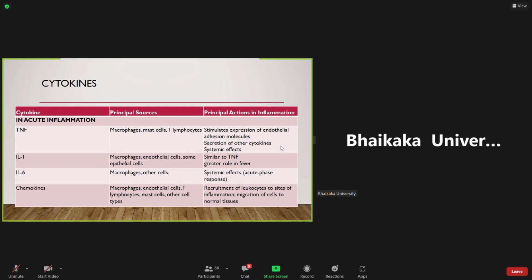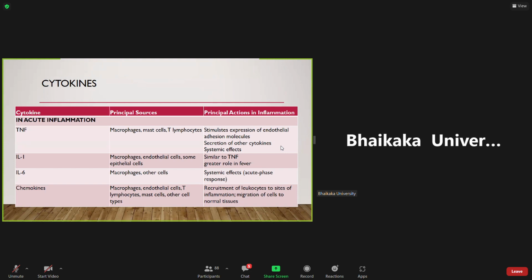So what are their individual effects? Like tumor necrosis factor, it stimulates the expression of endothelial adhesion molecules, all your cellular adhesion molecules which cause the inflammatory effects, your rolling and adhesion you've learned, right?